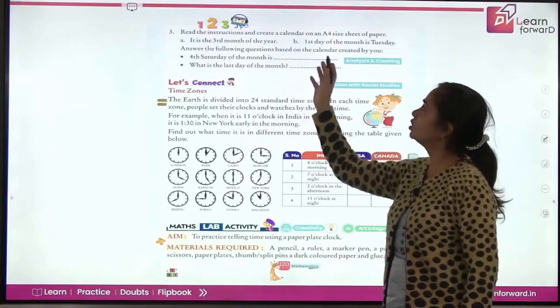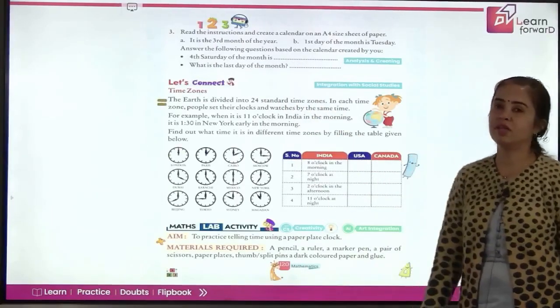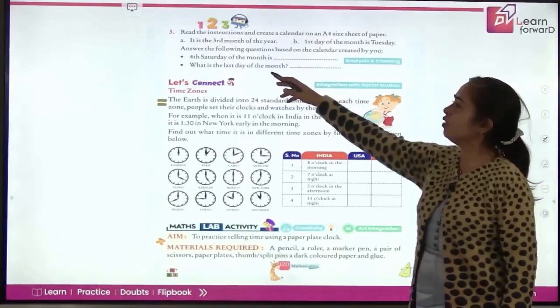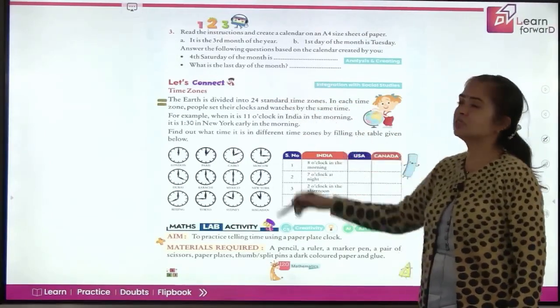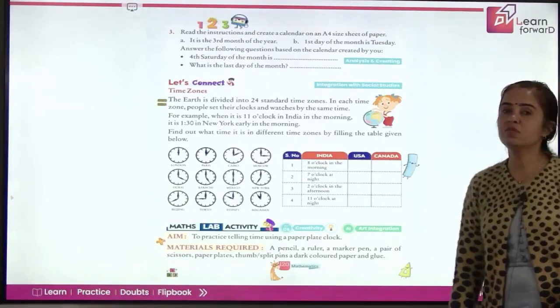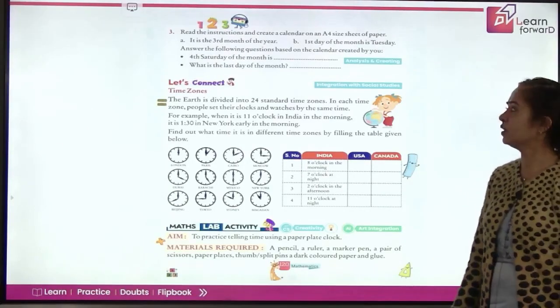Answer the following questions based on the calendar you have created. So, you have to tell the 4th Saturday of the month. What is the date? What is the last day of the month? So just see when is 31st March in your calendar.